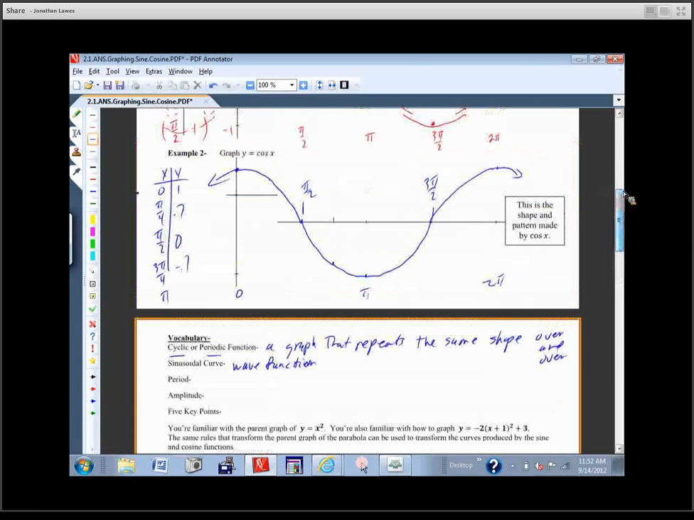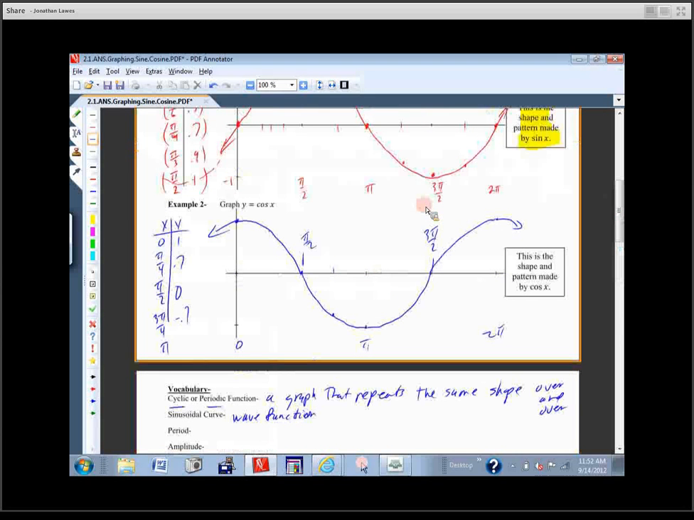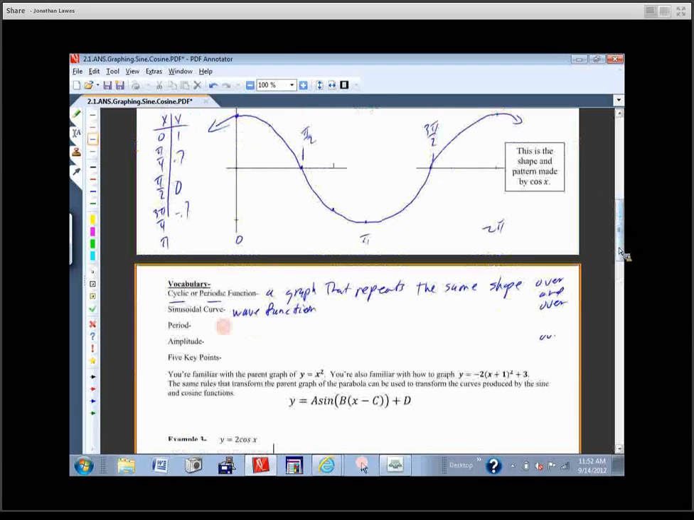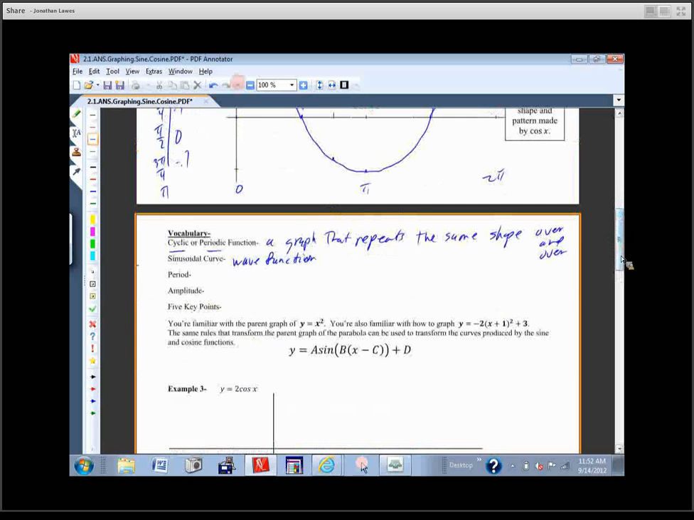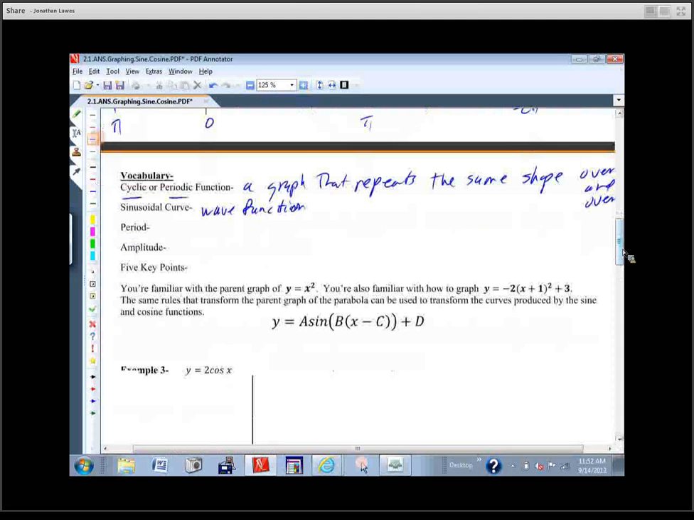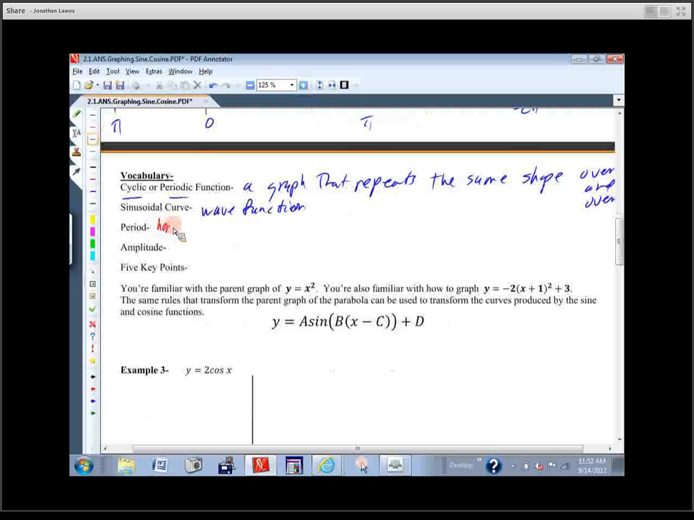Both of these graphs up here are both sinusoidal curves. That's the sine function, that's the cosine function. They're both sinusoidal curves. Okay, let's talk about what the period is. The period is the horizontal distance needed to repeat the shape of the graph. So, horizontal distance needed to repeat the shape or the pattern. Because it's a distance, distance is always positive. Okay?